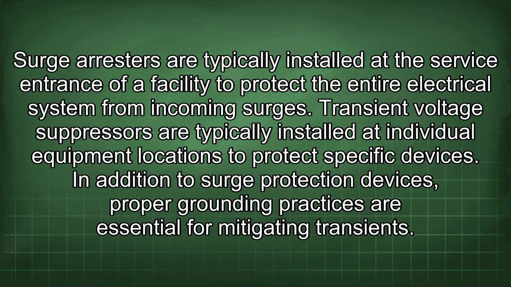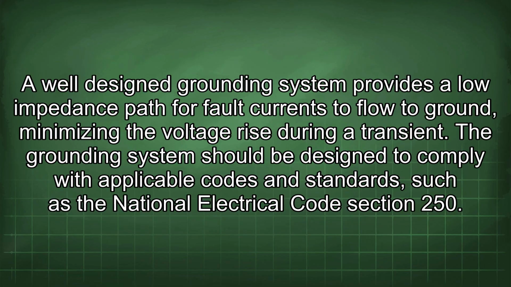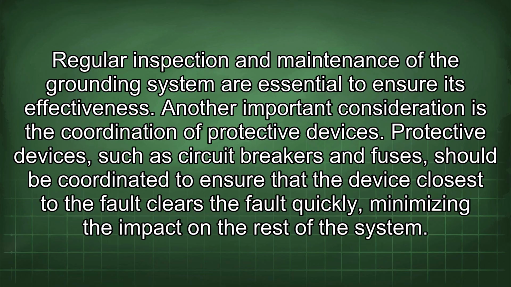In addition to surge protection devices, proper grounding practices are essential for mitigating transients. A well-designed grounding system provides a low-impedance path for fault currents to flow to ground, minimizing the voltage rise during a transient. The grounding system should be designed to comply with applicable codes and standards, such as the National Electrical Code Section 250. Regular inspection and maintenance of the grounding system are essential to ensure its effectiveness.